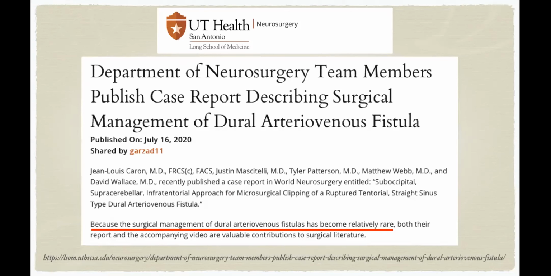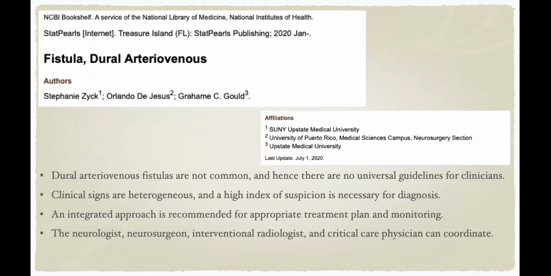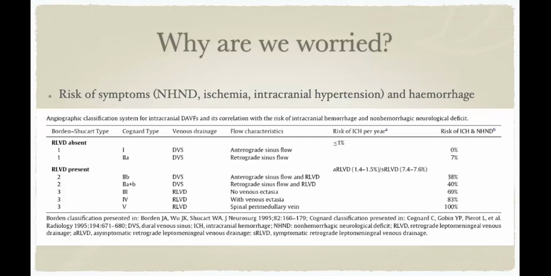So that's why the surgical intervention has decreased over time. And this was an online book published in 2020 by NCBI Bookshelf, and it again shows that because of the rarity of the cases and the rarity of the surgical approaches, no universal guidelines can be made for clinicians. However, an integrated approach is recommended. And that's why in this particular webinar, we have radiologists, neurointerventionists, as well as neurosurgeons talking on this issue.